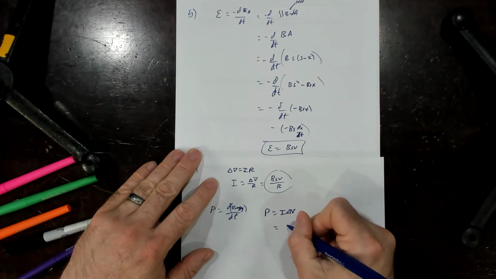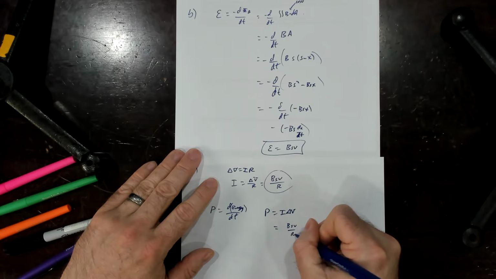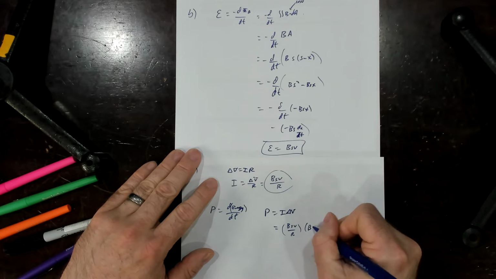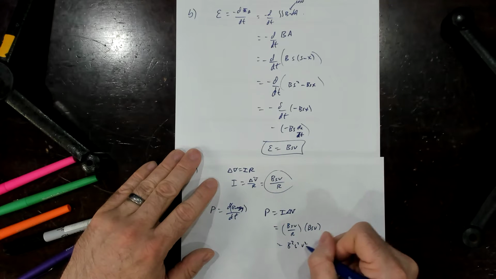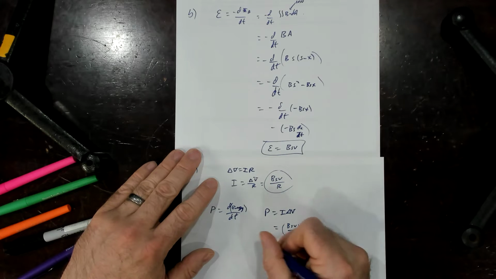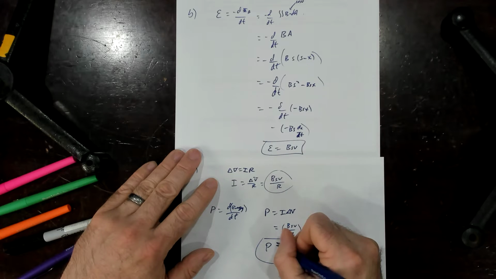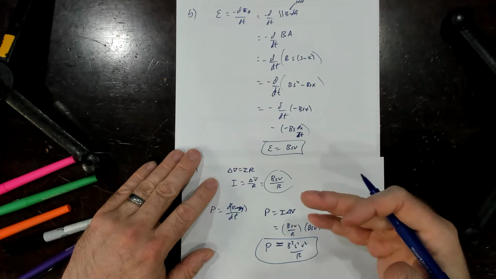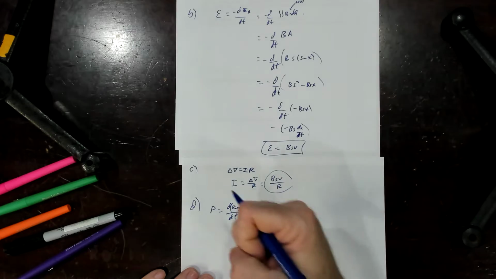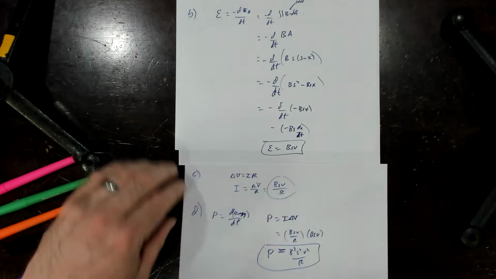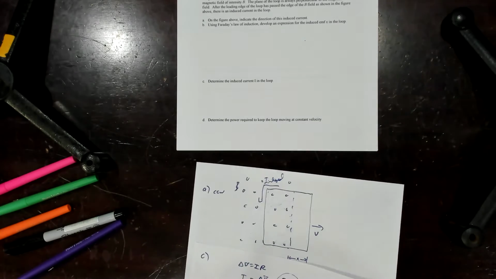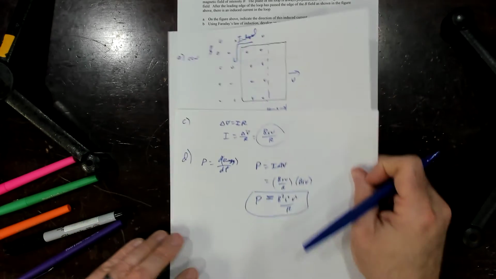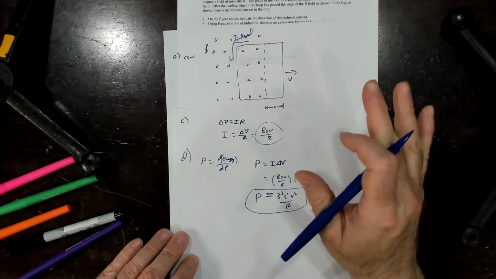So that power is going to be BSV over R times BSV, and that's just going to be B squared S squared V squared over R. That is my power. That's how fast we're burning off energy. Well, that's how fast we're putting energy in. If the thing's going to go at constant speed, not gaining or losing energy, then that's the deal. Hey, that's it. I could calculate that another way if I wanted to.